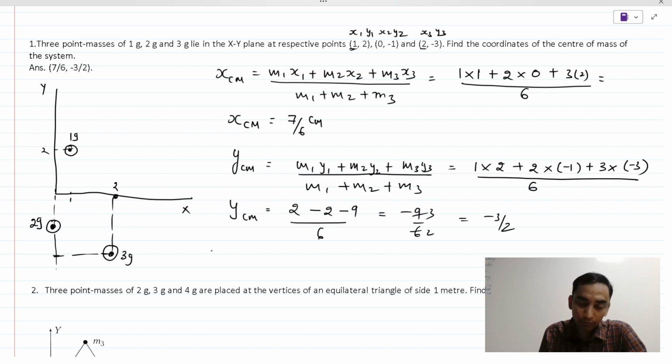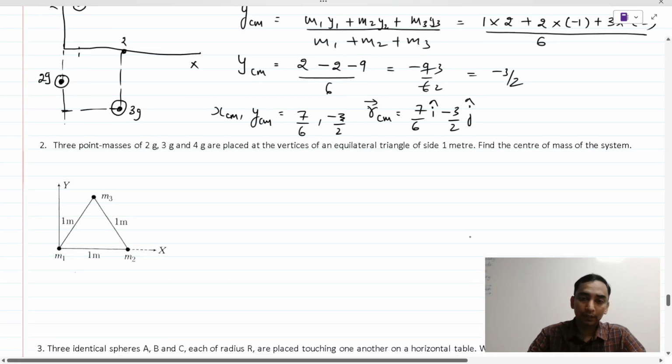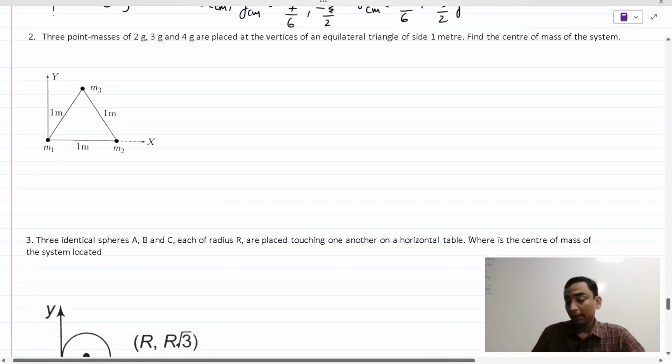So if I want to write down the x and y coordinates of the center of mass, it is xcm comma ycm, that is equal to 7 by 6, minus 3 by 2. If you want to write it in vector form, you can write rcm is equal to 7 by 6 i cap minus 3 by 2 j cap. That's the answer to the problem, correct? Let's move ahead.